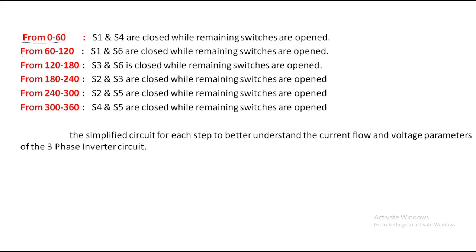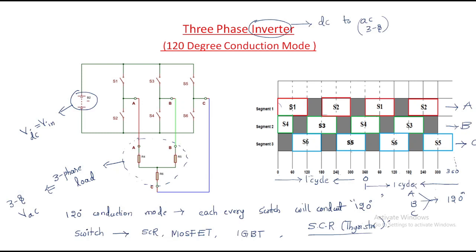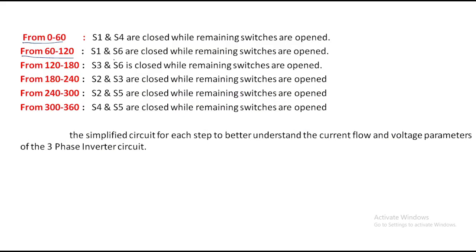From 60 to 120, look at here, S1 is on and S6 is on. So S1, S6 are closed while remaining switches are open. Like that, from 120 to 180, S3, S6 will be closed.